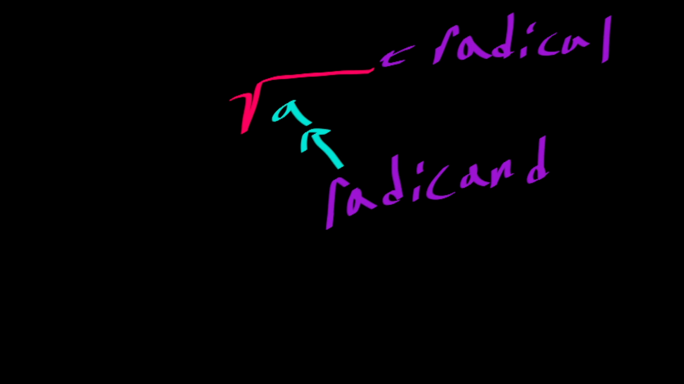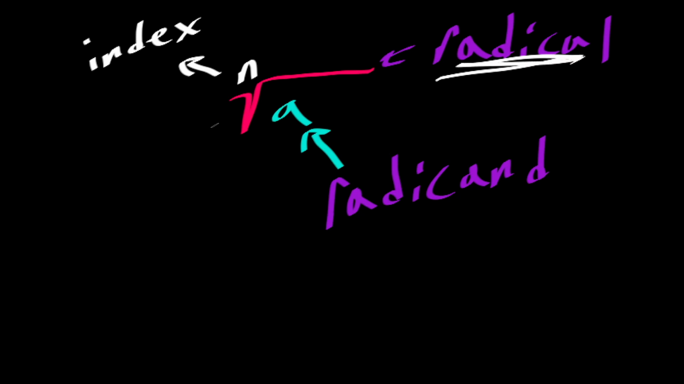Now there's one part that I didn't write yet, and that's the most important part that we're going to use for this video, which is a little number right here that we'll call n, and it's actually called the index. The index tells you what type of radical you have. Like if we just have a square root, like the square root of 4, technically there's an index here that is 2, which makes this a square root.